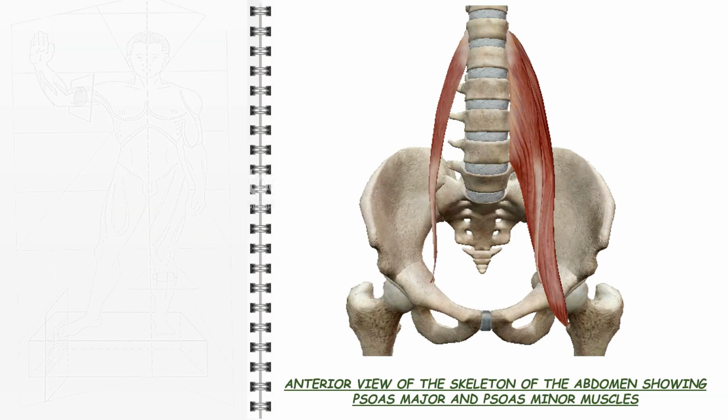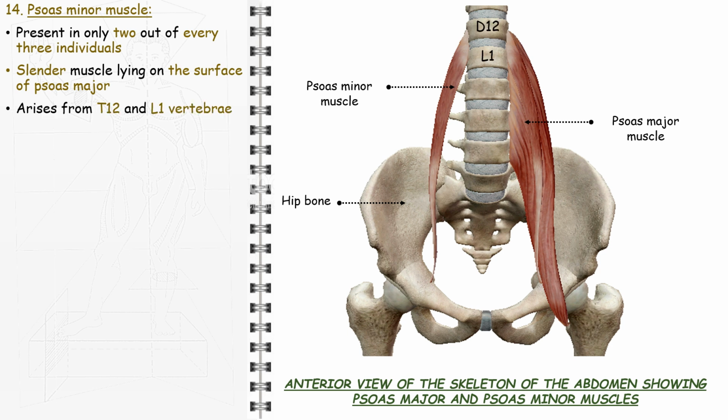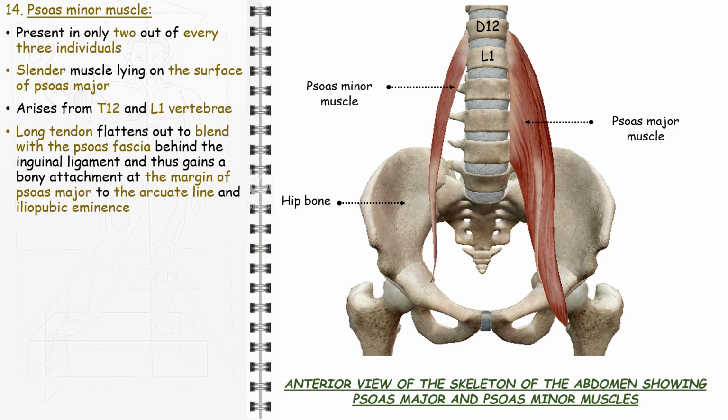The psoas minor muscle is present in only 2 out of every 3 individuals. It is a slender muscle lying on the surface of psoas major. It arises from T12 and L1 vertebrae and ends by a long tendon that flattens out to blend with the psoas fascia behind the inguinal ligament, and thus gains a bony attachment at the margin of psoas major to the arcuate line and iliopubic eminence. The psoas minor muscle is a weak flexor of the lumbar spine.